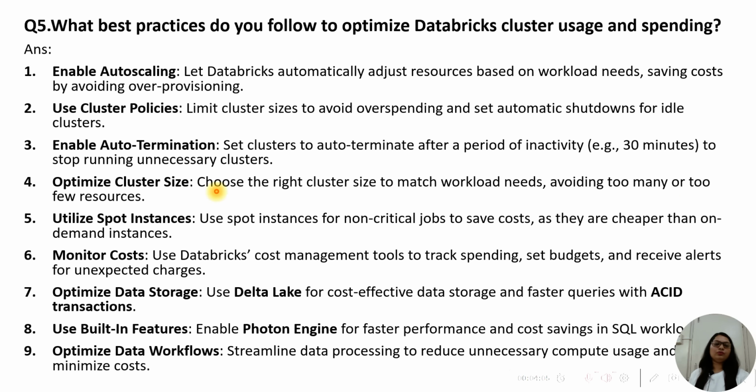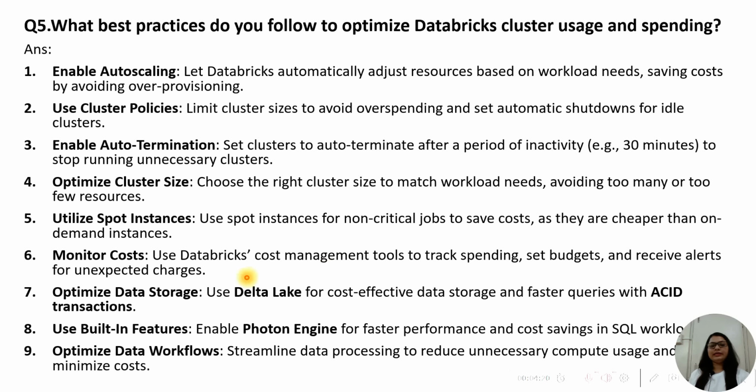Avoid too many or too few resources. Then utilize spot instances. Use spot instances for non-critical jobs to save cost, as they are cheaper than on-demand instances. Next is to monitor cost.